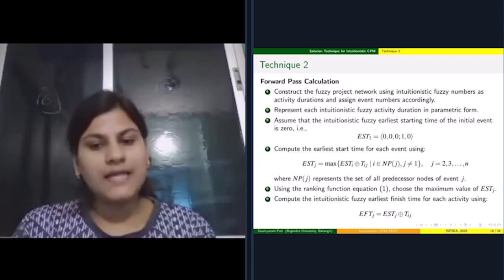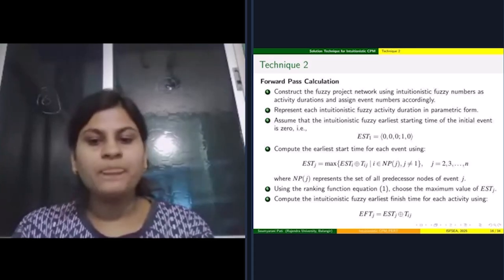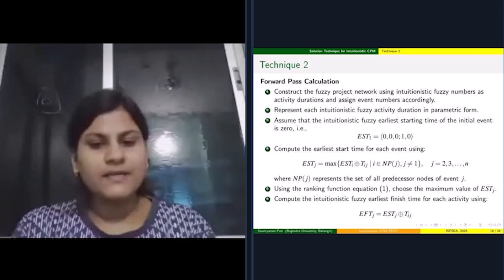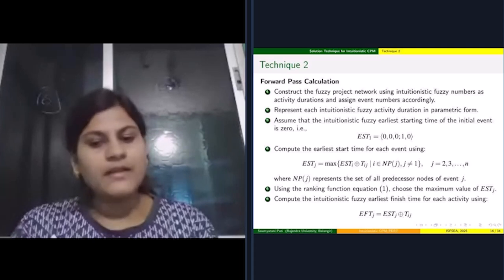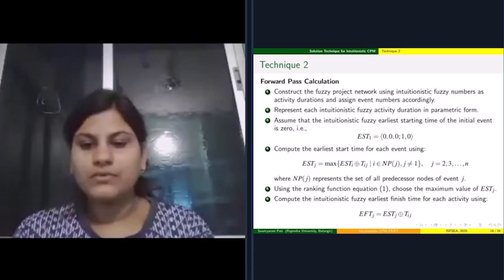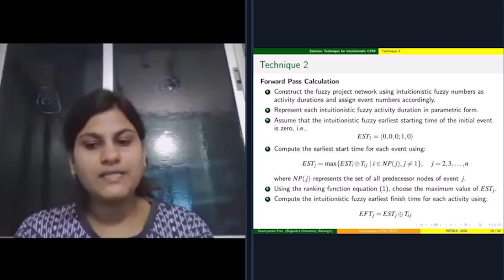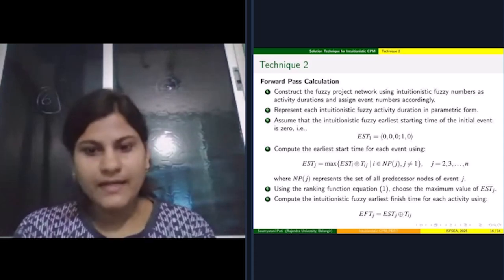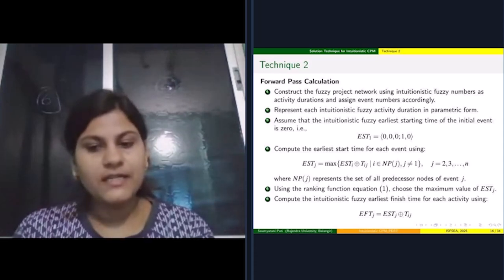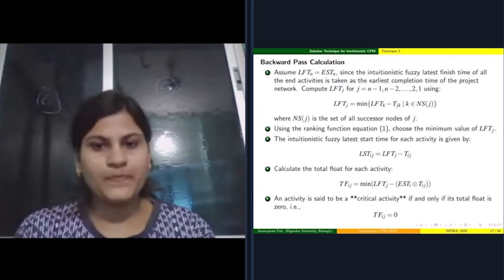Compute the earliest start time for each event using earliest start time is equal to max of earliest start time plus activity time. Using the ranking function, we choose the maximum value of earliest start time and compute the Intuitionistic 4G earliest finish time for each activity. Earliest finish time is equal to earliest start time plus the activity time.